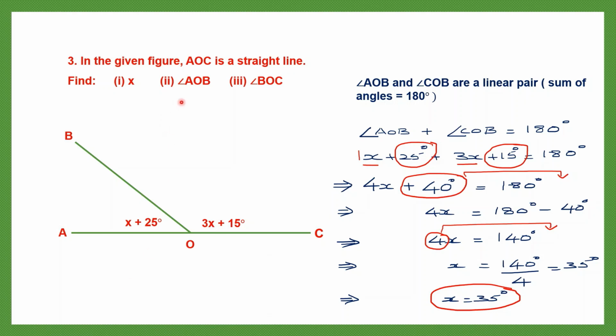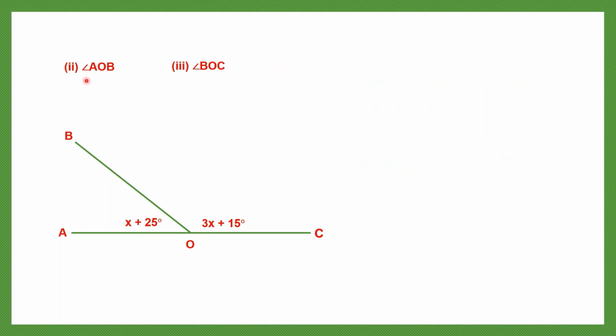Now we have to find angle AOB with the same figure. We should find the value of angle AOB. So let's do that. Now we need to find angle AOB and angle BOC. So angle AOB is this. It's already given to us as x plus 25. So let's write that down. Angle AOB is x plus 25 degrees. And x we just found out to be 35 degrees. So this is 35 plus 25 degrees. So 35 plus 25 is 60. So angle AOB is 60 degrees. So we found our answer. Angle AOB is 60 degrees.